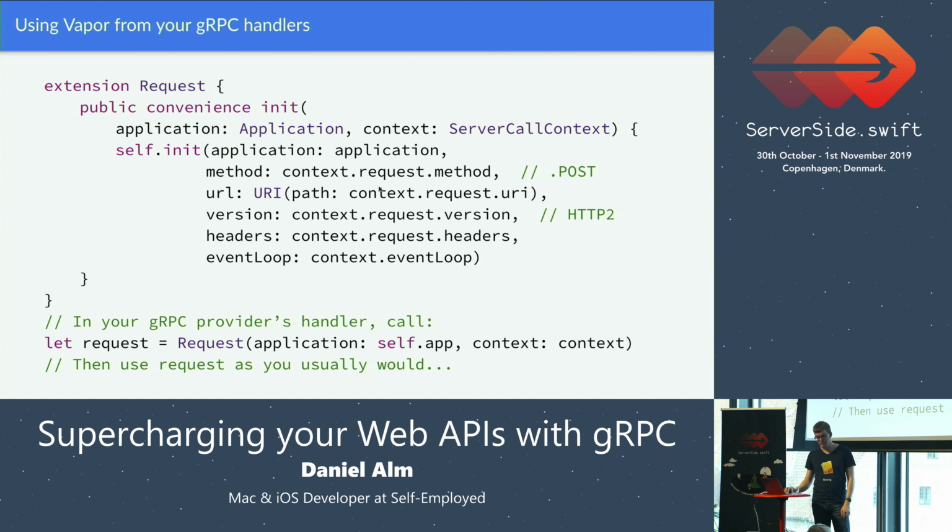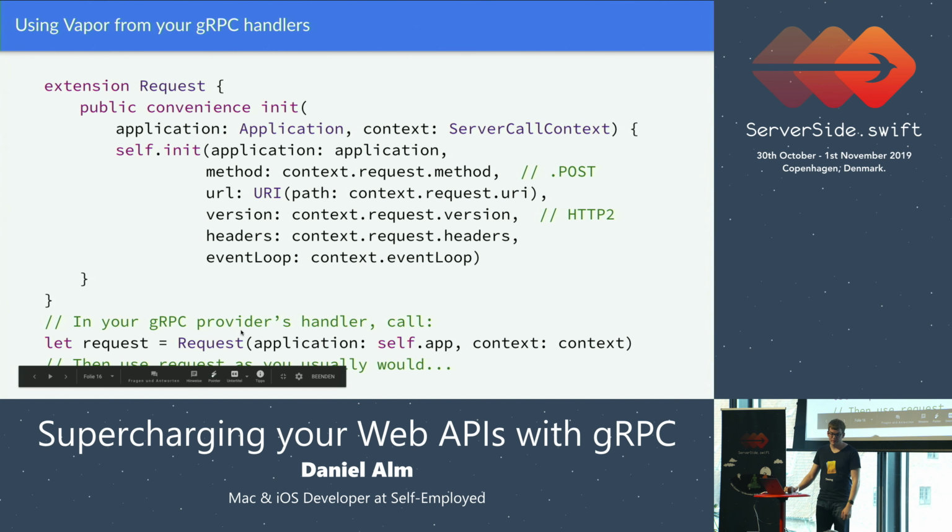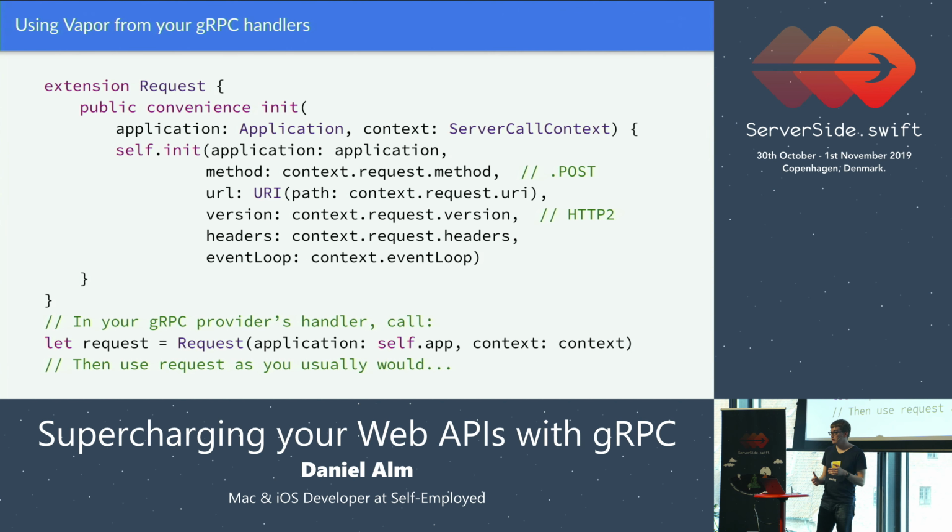Most of these fields can be filled in from the context, and then finally you just create the request object in each of your provider methods, and then you have a request object, which is a Vapor service container. So from there, you can use all the Vapor services, including Fluent and so on, like you would usually, just by telling the request to provide an object of the desired class.